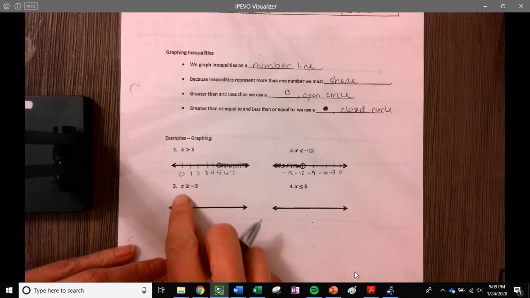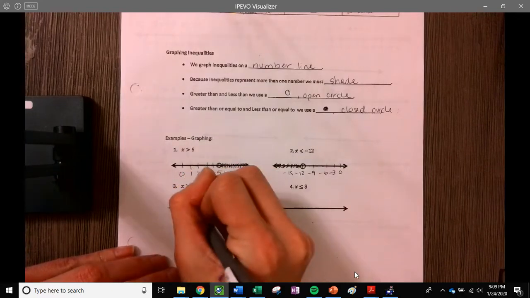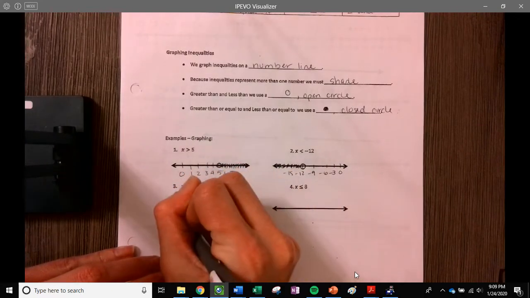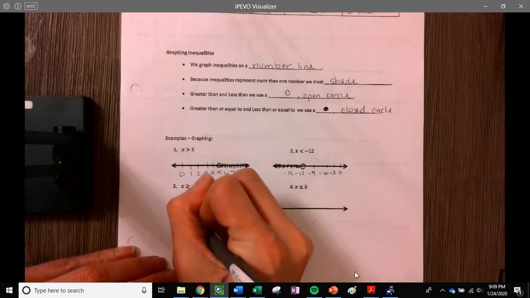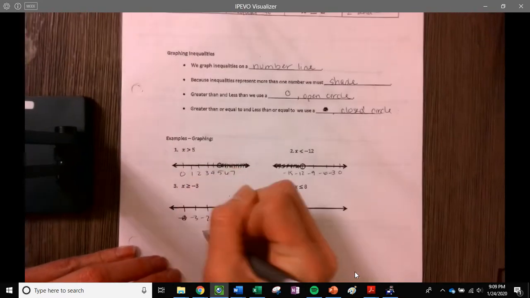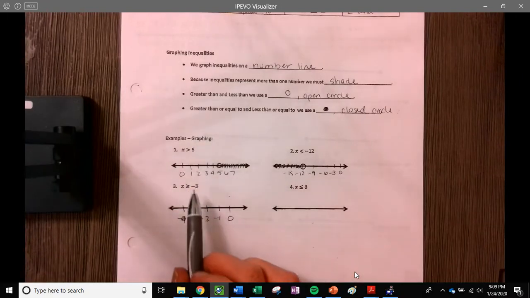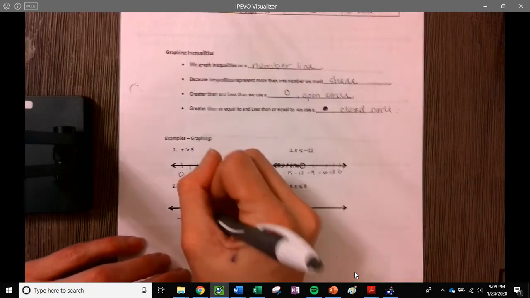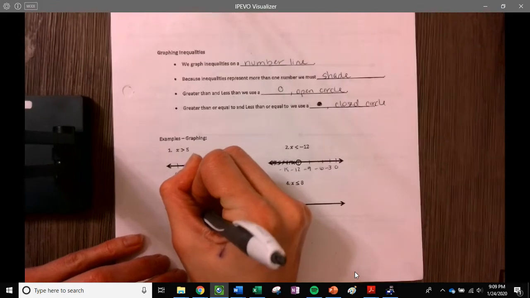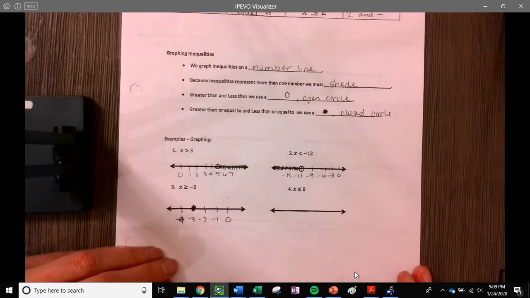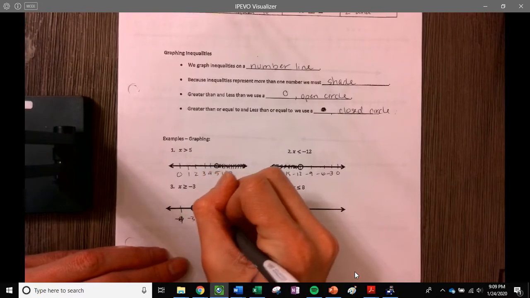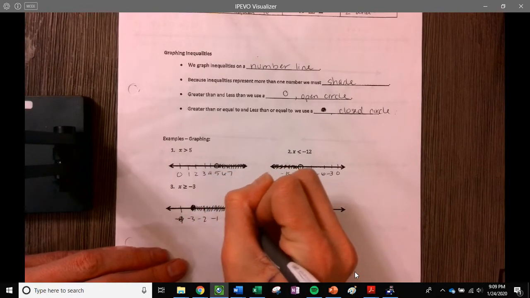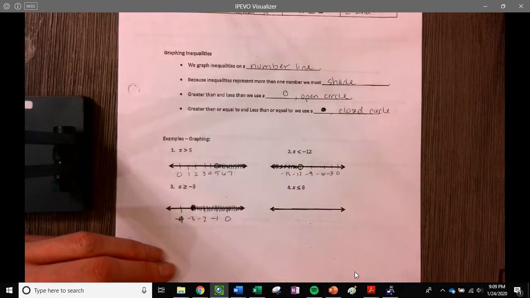Okay? For this one, x is greater than or equal to negative 3. Oops, I went the wrong way. 0, negative 1, negative 2, negative 3, negative 4. Because it's greater than or equal to, I'm going to make a closed circle on negative 3. My variable's on the left-hand side of my inequality, so I'm going to shade in the direction that my arrow or my sign is pointing.